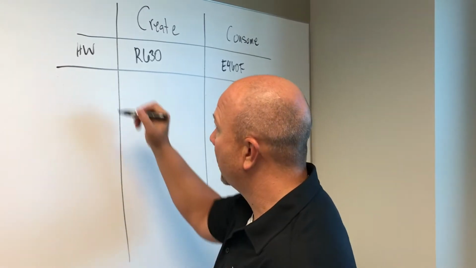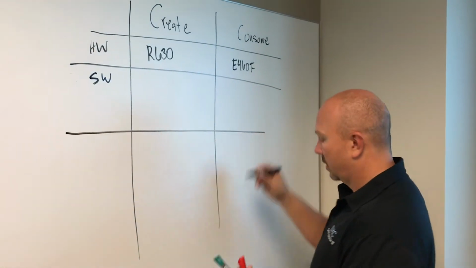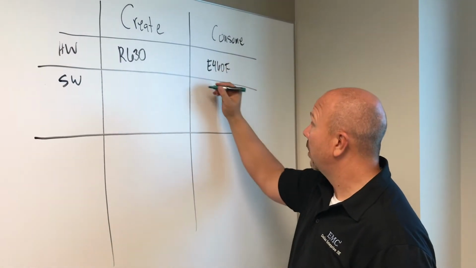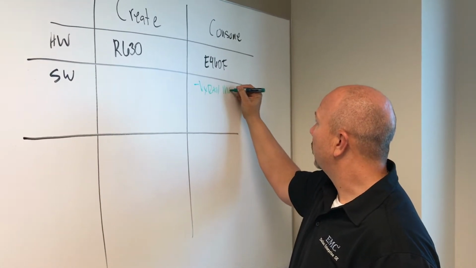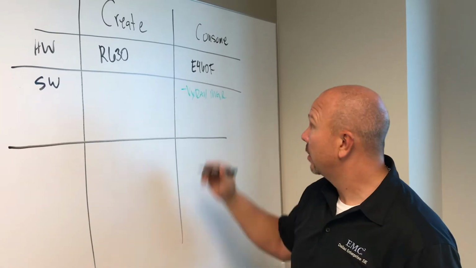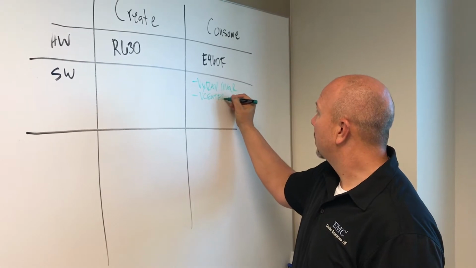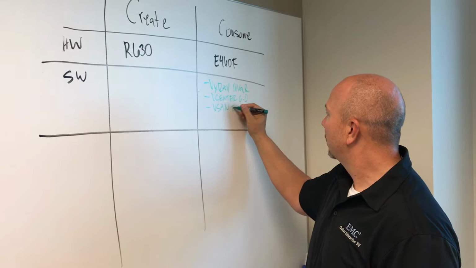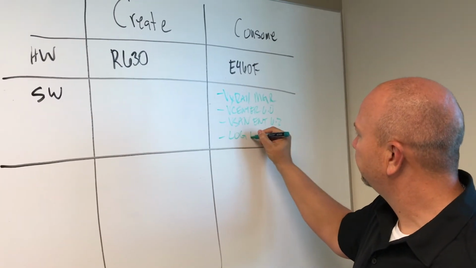So the first thing is let's talk about software. On the software side, what you get as a package from the VxRail is VxRail Manager to do all your major cluster operations, patching, adding nodes, removing nodes. You also get vCenter 6.0. You get vSAN Enterprise 6.2, and you get Log Insight.